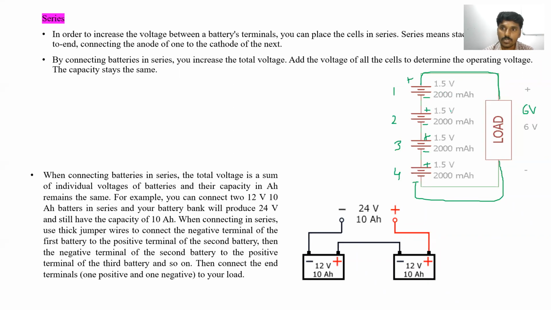That is the 6 volts, but the current will not be added. So whatever the current of the first cell is, 2000 milliampere hours, the same for each cell. So the battery rated values are 6 volts, 2000 mAh, 2000 milliampere hours. Clear? This is the rated values of the battery.